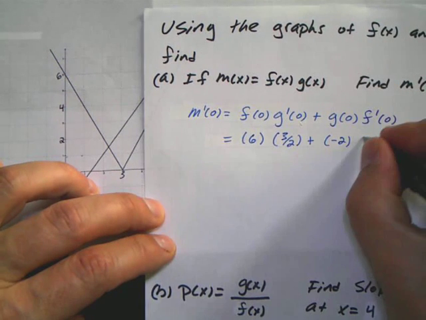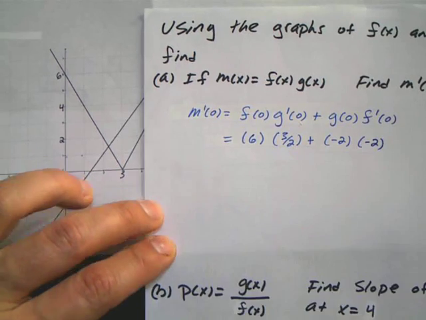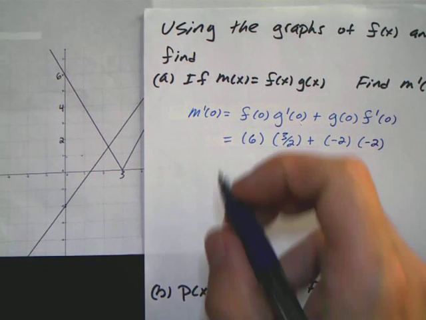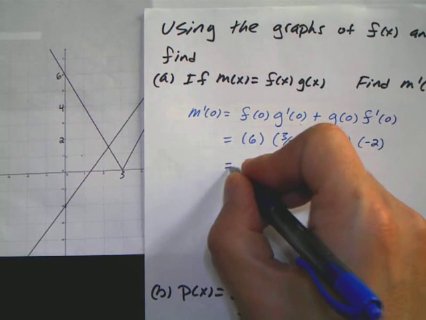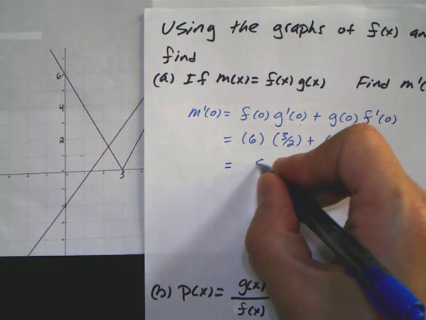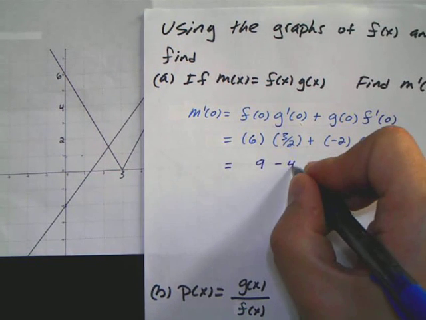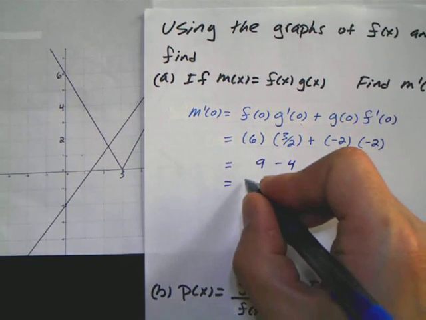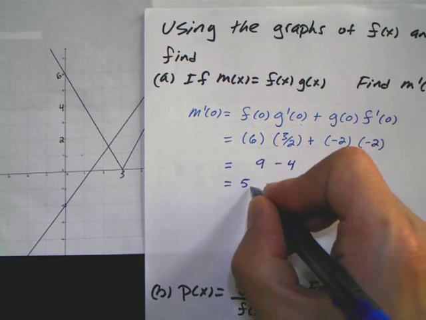Then from there, it's just a matter of, again, simplifying this. This is going to be 18 divided by 2, which is 9, minus 4. So this is going to give you 5 for your derivative. So m prime of 0 is equal to 5.